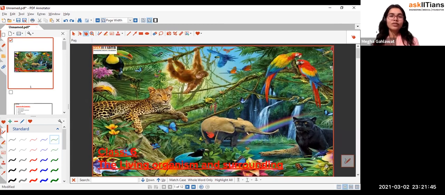Doesn't this picture remind you of a movie? Everybody has heard of Mowgli, right? The Jungle Book, remember? So, since we are talking about the Jungle Book, we'll be talking about a lot of things, as in what are the different kinds of organisms that are present there.